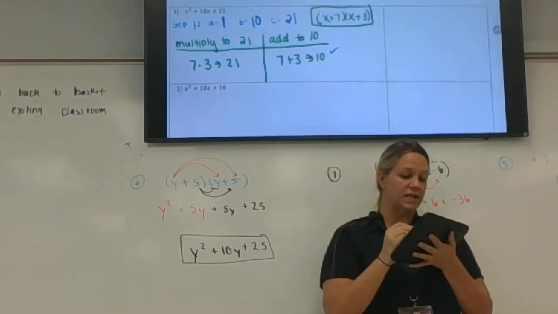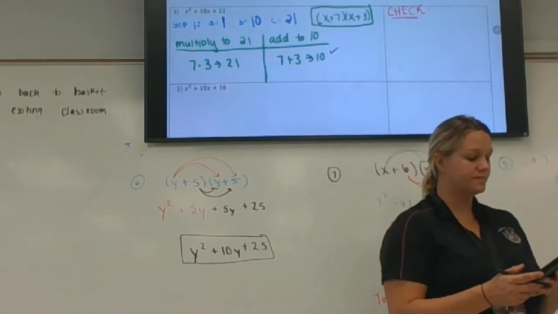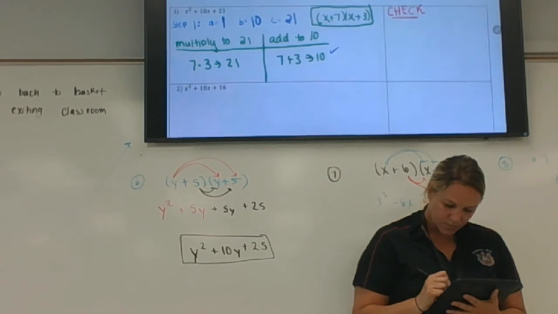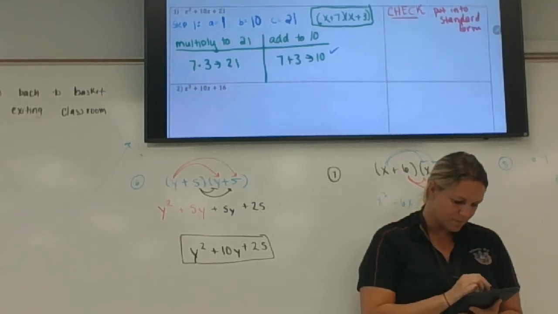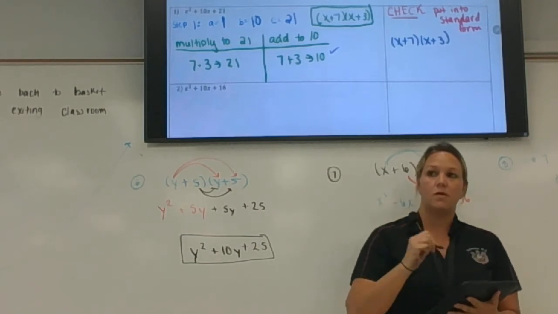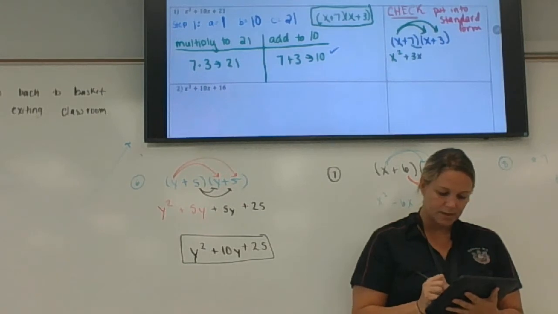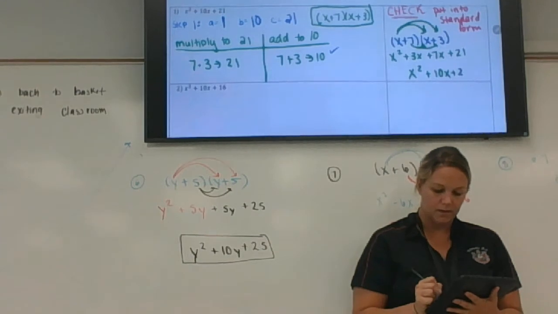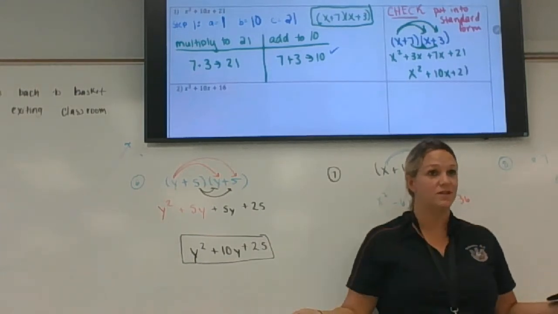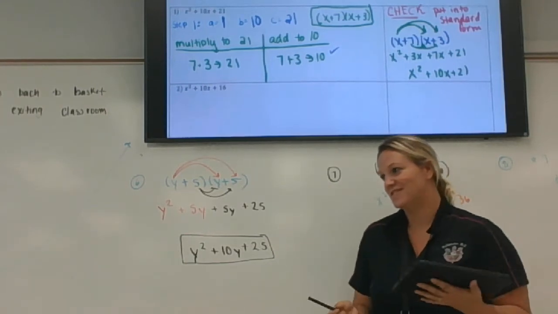In this box for this entire handout, I'm requiring you to check. I don't make you check a whole lot, but for this handout, you're checking. And to check it, you put it into standard form. So we're going to do what we did yesterday. We're going to do X times X. X times 3. When you check, you get what you started with, and you know you've done it right. The best math problems are ones that you can check and know you have right. You're not wondering if you got it right or not. You got it right.